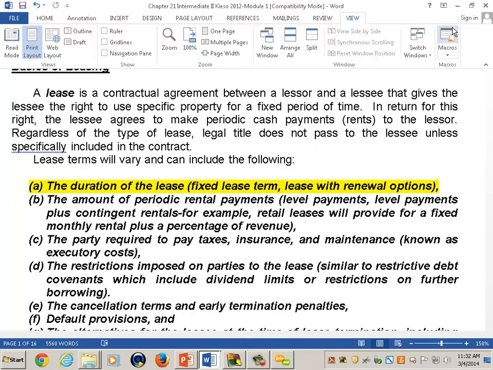And you might have heard or have seen these Mercedes leases that say it's free maintenance. You're paying for it, right? Somehow it's built into the lease payment.